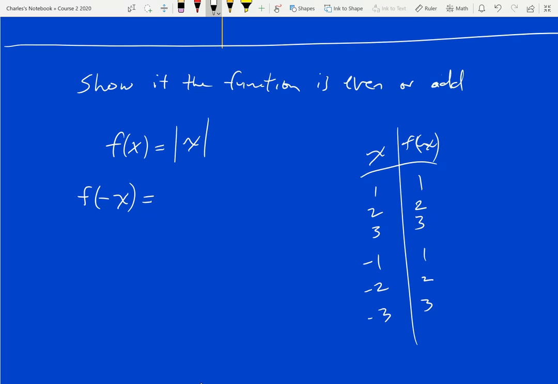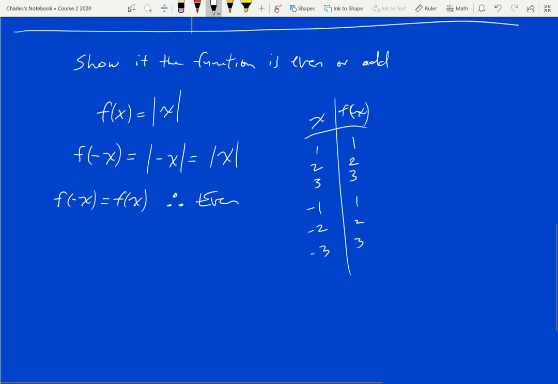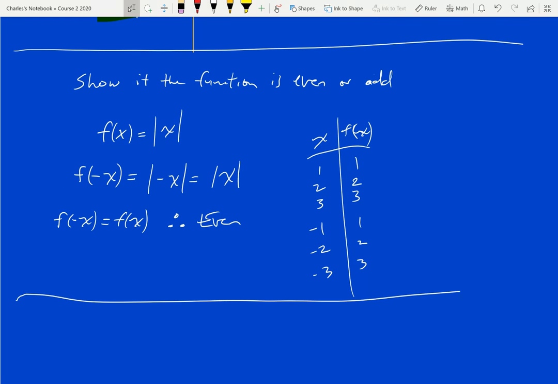So f of negative x is going to be the absolute value of negative x, which is just the same thing as the absolute value of x. And so now I can say f of negative x is equal to f of x, therefore even.